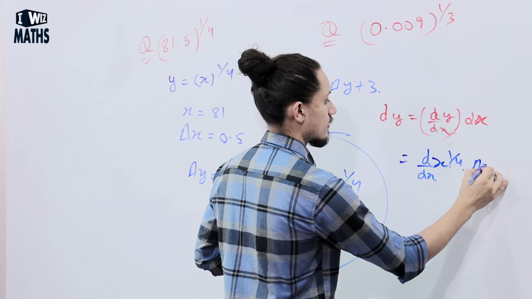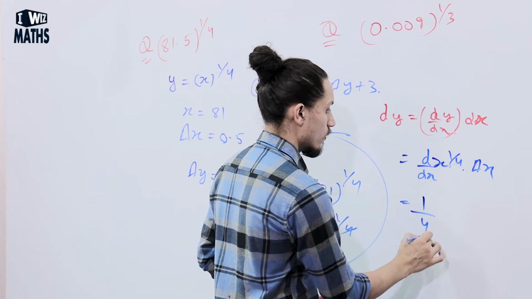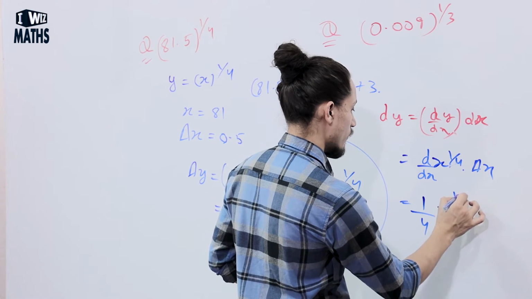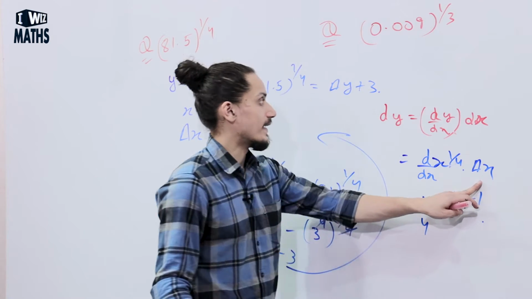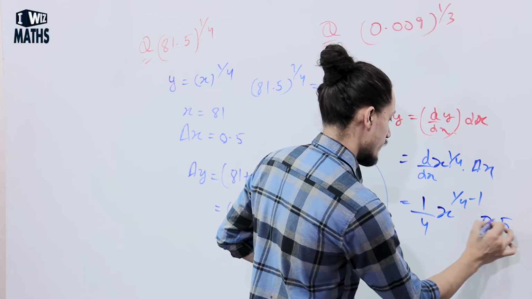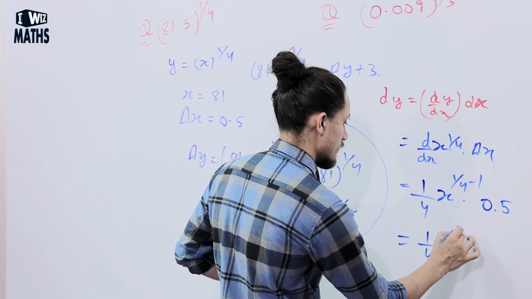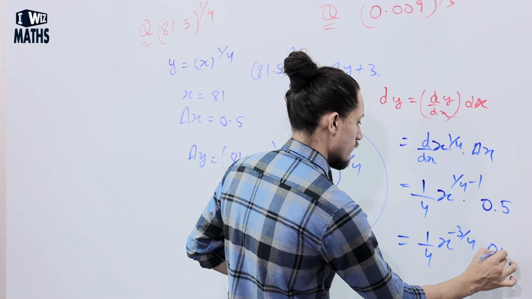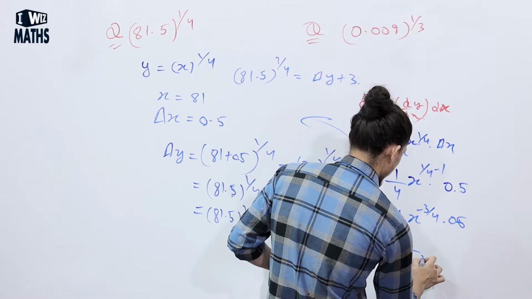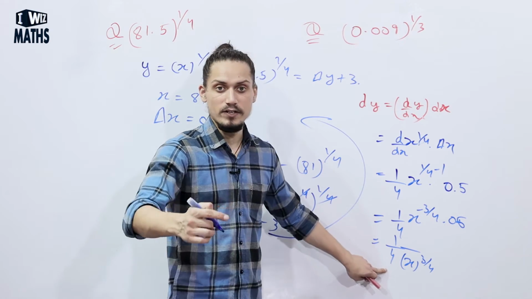dx that is delta x, which is equal to, now x raised to power 1 by 4, what will be its differentiation? 1/4 x raised to power 1 by 4 minus 1 into delta x. The value of delta x we have is, sorry, 0.5, so 0.5, which is equal to 1 by 4 into x raised to power minus 3 by 4 into 0.5, which is equal to 1 by 4 into x raised to power 3 by 4. Now what is the value of x? We have 81, and 81 can be written as 3 raised to power 4.